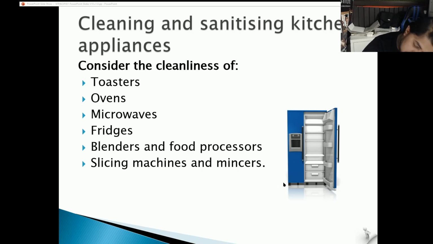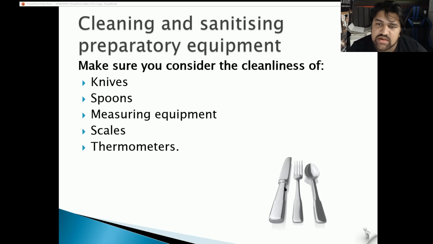So anything that's got small little grooves or any different ridges where food can get stuck, it's very important that you pay extra attention to. Cleaning and sanitizing preparatory equipment. Make sure you consider the cleanliness of knives, spoons, measuring equipment, scales, and thermometers. So all equipment should be sanitized. If you've got your dishwashers above 80 degrees, they will kill at least 90% of the bacteria that is present. If you're using chemicals, they should also kill most of the bacteria.